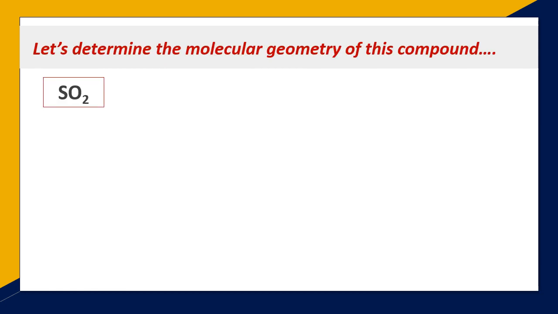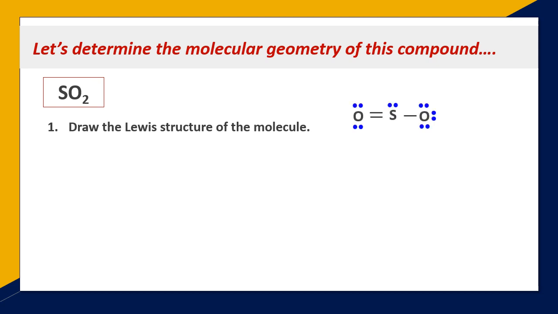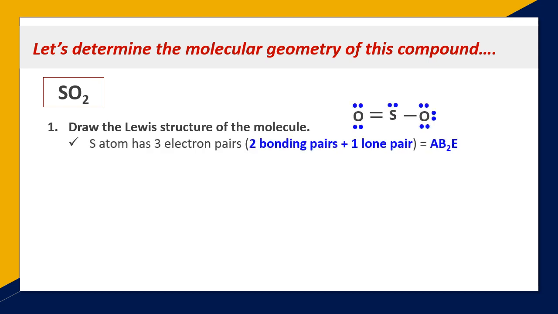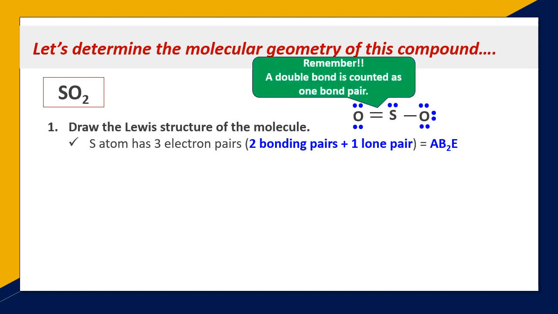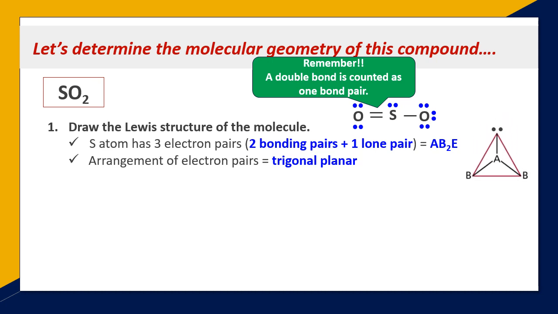Now, let's try to determine the molecular geometry of these compounds. The first compound is sulfur dioxide. First, draw the Lewis structure of the molecule. From the Lewis structure of this molecule, we can see that the sulfur atom is surrounded by 3 electron pairs, whereas 2 of the electron pairs are bonding pairs and 1 is a lone pair. Remember that the double bond is always counted as 1 bond pair. Therefore, all the electron pairs are arranged in trigonal planar.